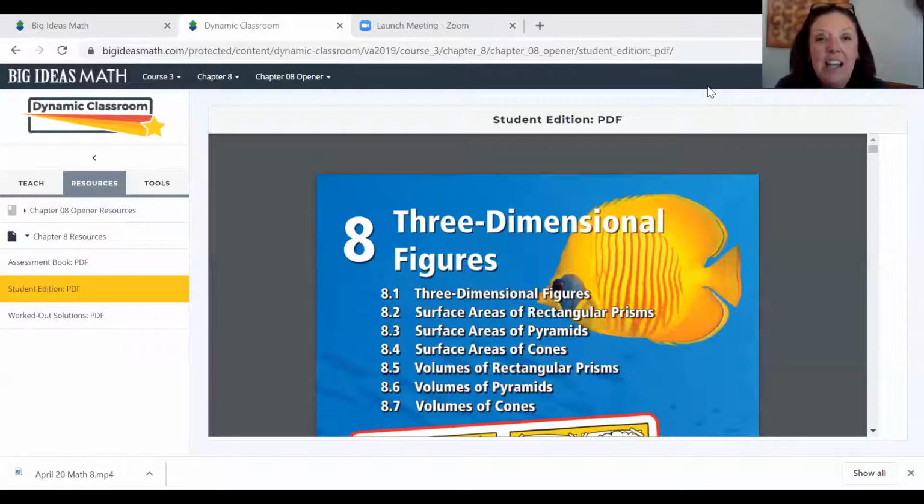So again, let's look at this first section. All right, so our first section is about three-dimensional figures. And so I'm going to play this clip, part of this clip from Anywhere Math for you to watch.